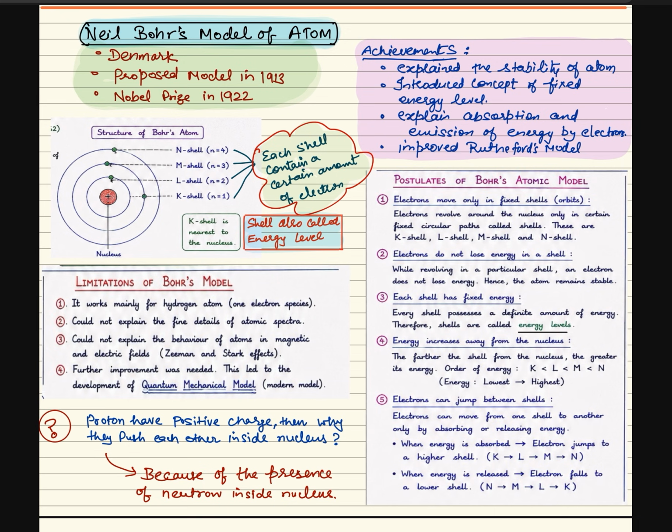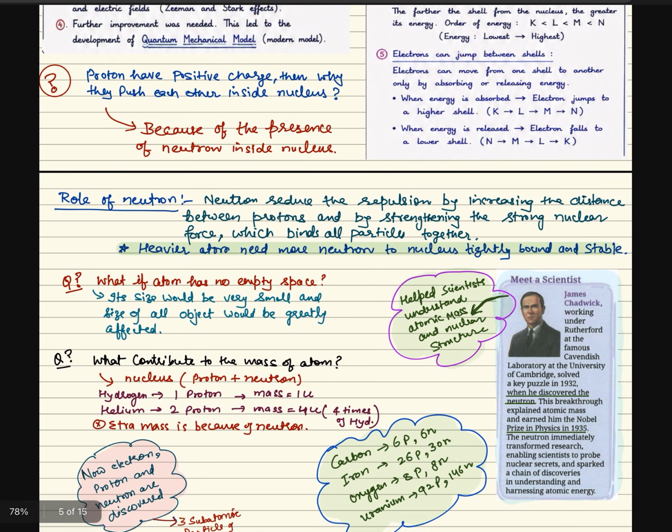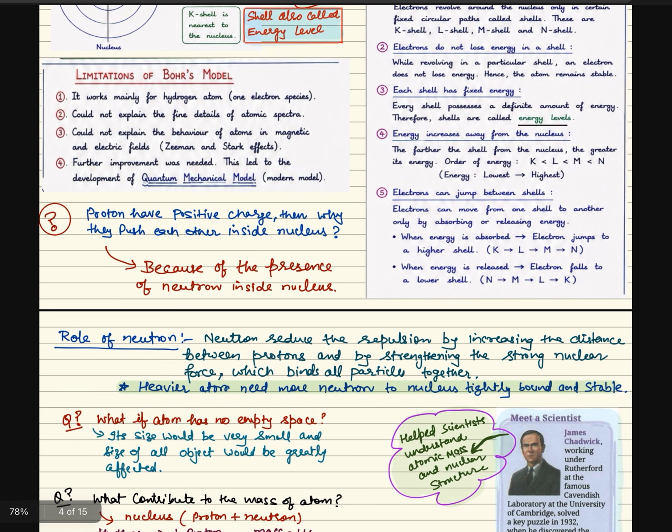Now, Neil Bohr's student was James Chadwick. And James Chadwick discovered the neutron. Electron and proton were already discovered. So why was the neutron discovery important?